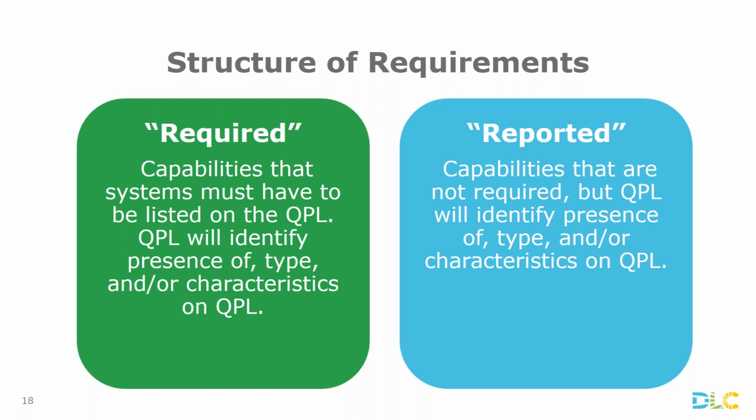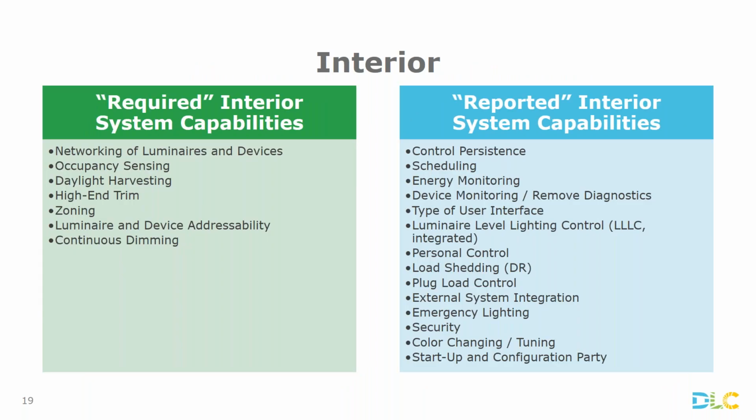So let's talk about the requirements themselves. If you're not familiar with the structure of our requirements, they're based on a set of required capabilities and reported capabilities. Required capabilities are capabilities, features that your system must have to be listed on the qualified products list. Reported capabilities are features, capabilities that you don't need to have, but the QPL will identify whether or not your system has them. So let's take a look at what these look like.